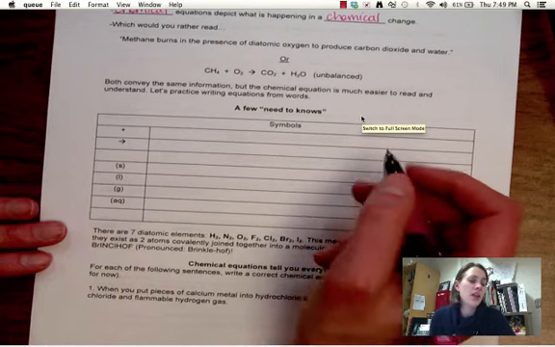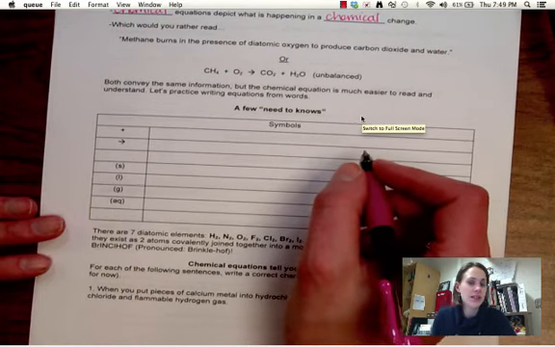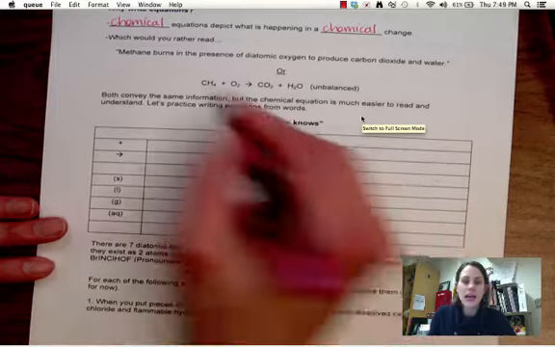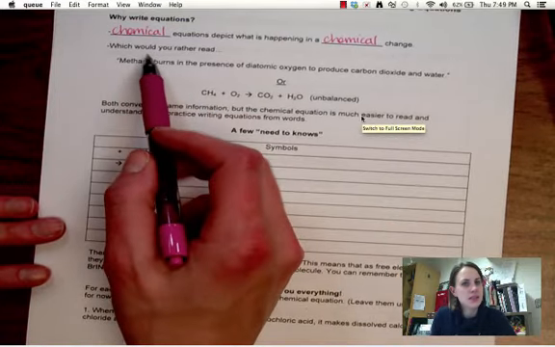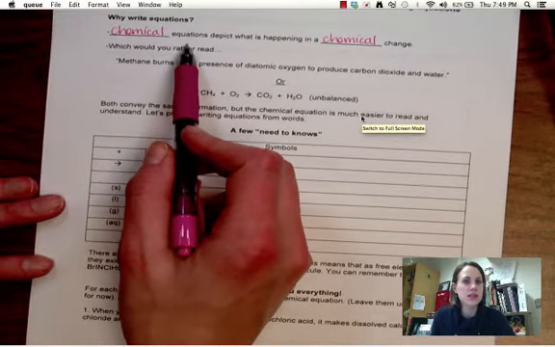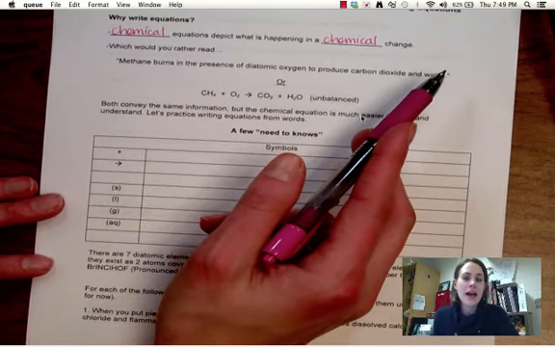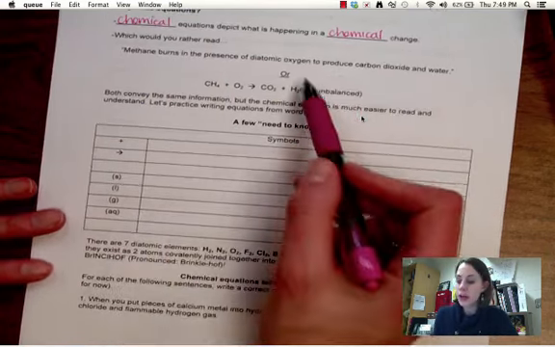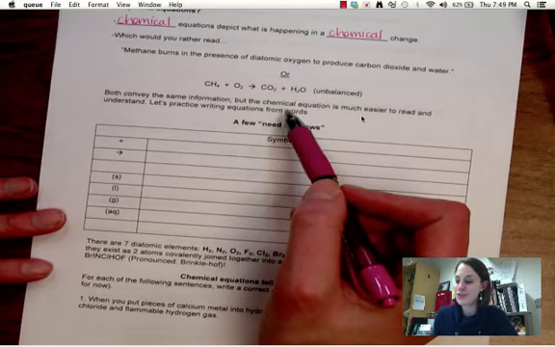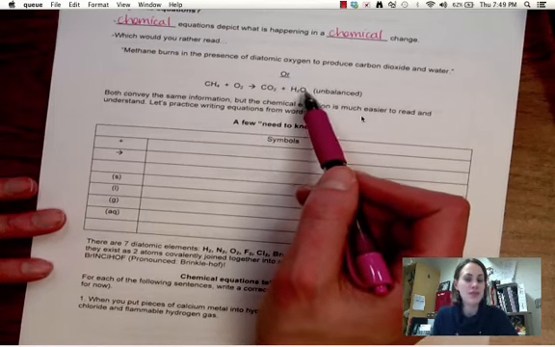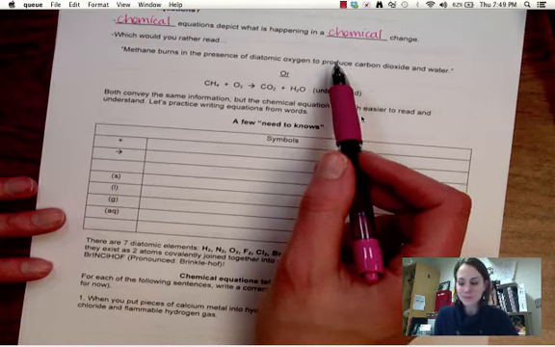So where we're going to start in the first place is why we write chemical reactions. The reason that we write chemical reactions is because chemical equations depict what is happening in the chemical change. And there's two ways that we can write chemical equations. One is using words and one is using formulas. So which one would you rather read?